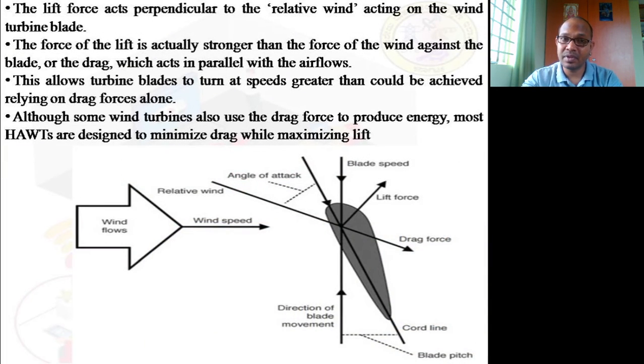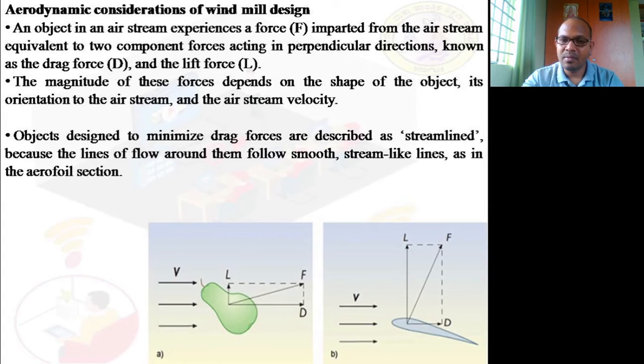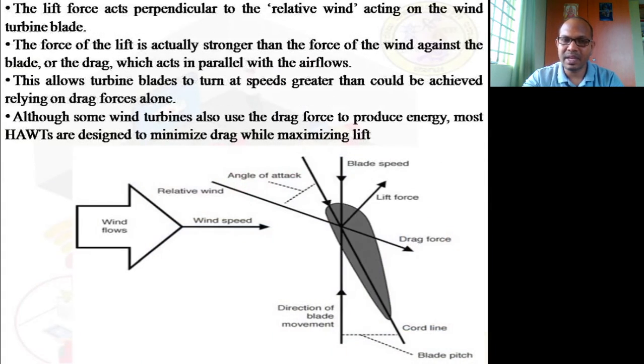The lift force acts perpendicular to the relative wind. The lift force always acts perpendicular to the velocity. Is it clear? So what happens when I take this and move it? The air which comes over here, the lift force makes it move upwards, and then it falls down like this. Is that clear? So the maximum lift force makes it move in this direction.